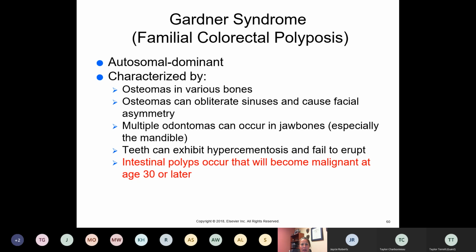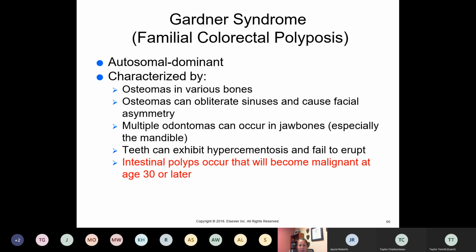Gardner syndrome is a familial colorectal polyposis. So what that means is these patients are known to develop intestinal polyps that can become malignant around the age of 30. So if we have a patient and we take a pano and we see osteomas all over that pano, an osteoma is just a bony lesion in the skull or the jaw or wherever you see it.